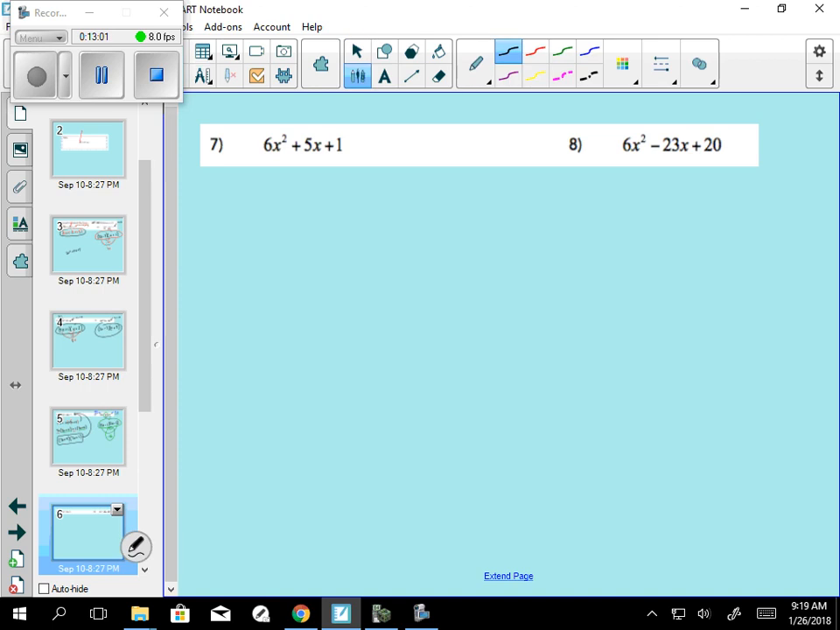All right, let's see. Looking at this one, we know that's got to be 1 and 1. This looks like maybe a good one to just do the guess and check again. This could be 6 and 1 or 2 and 3. Let's try the 6 and 1 first.